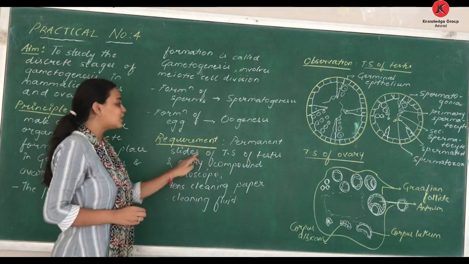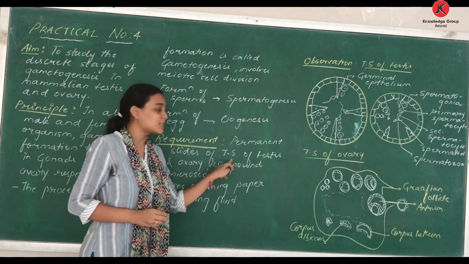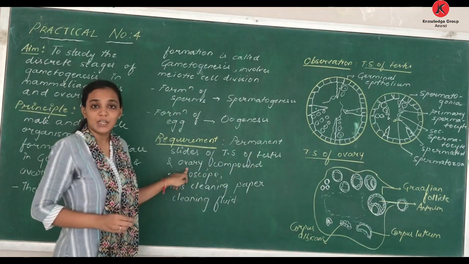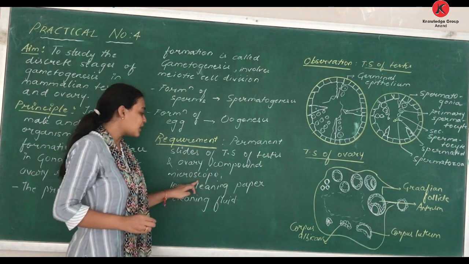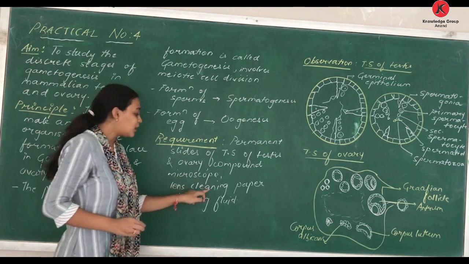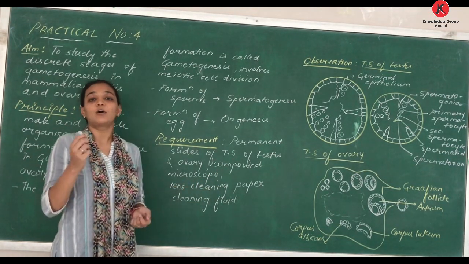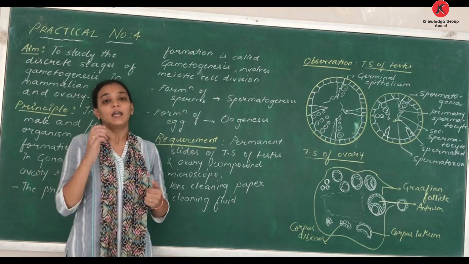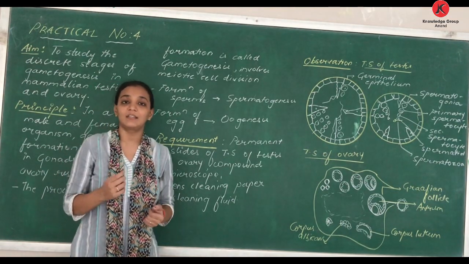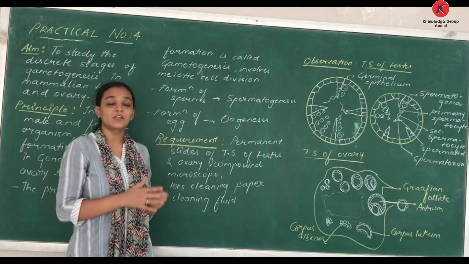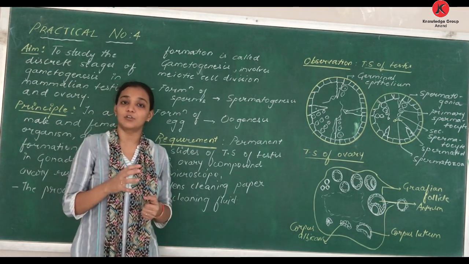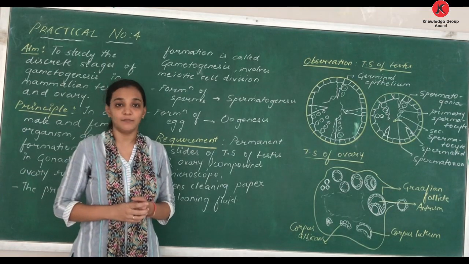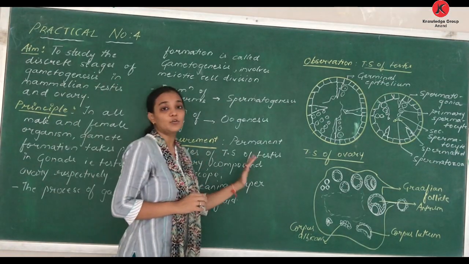So permanent slides will be given, that is the transverse section of testis and ovaries. You require a compound microscope and a cleaning fluid just for cleaning the lens. Before you observe the slide, it is very important for you to clean the lens. You will have to observe this both in low power and then in high power objective lens.